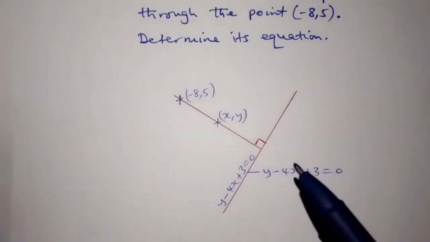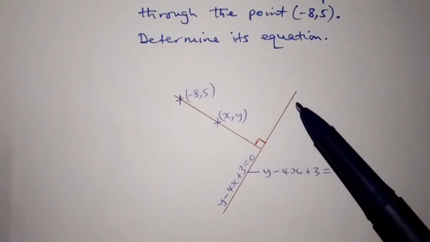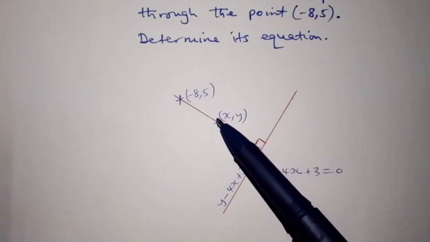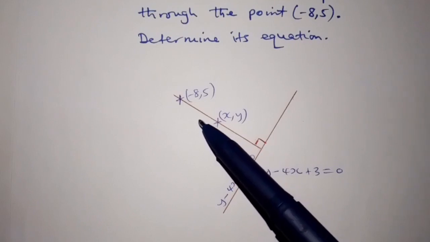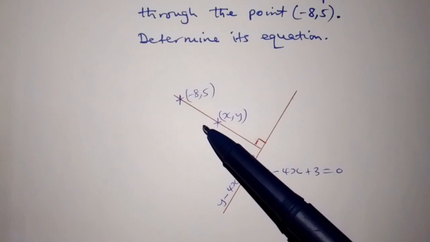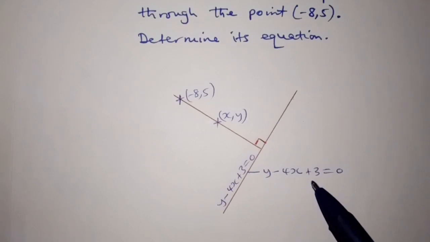So this is a perpendicular line. This is one line, this is the second line. This second line is perpendicular to this line and it passes through the point -8, 5. So now this equation we are given to be y minus 4x plus 3.